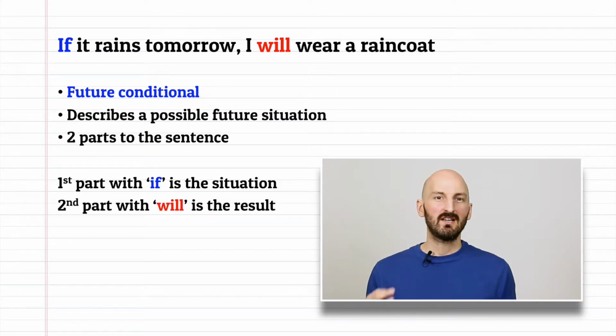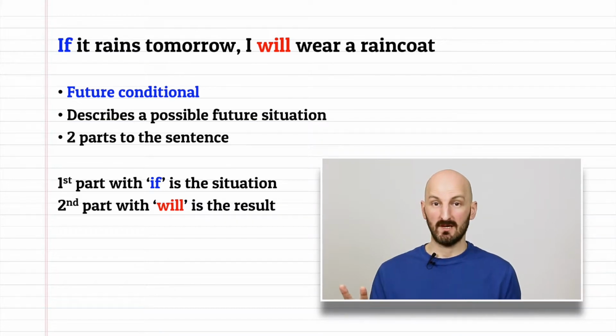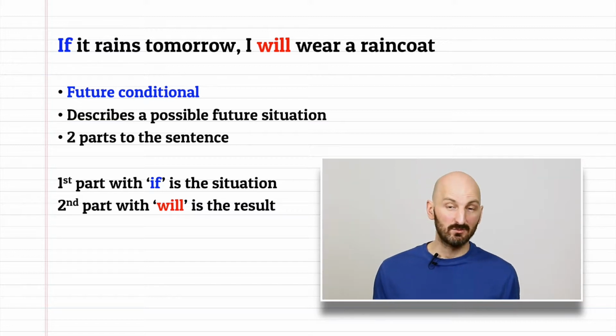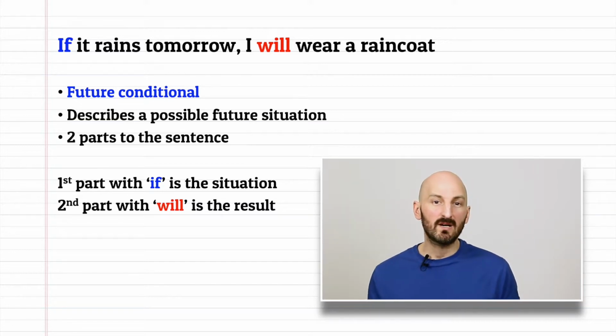So let's think. How many parts to this sentence? 2. Are they connected? Yes. Which part describes the situation, the if part? Which part is the result, the will part? So future conditional sentences have 2 parts, the if part and the result part, just like factual conditionals. When the if part happens, the following part is the result.